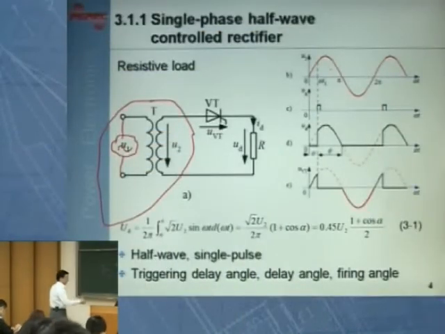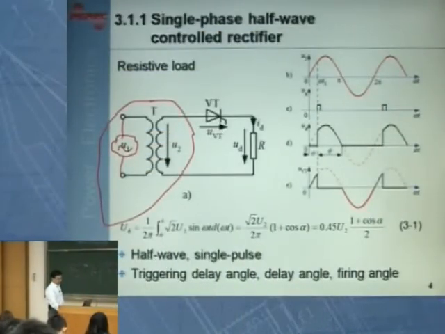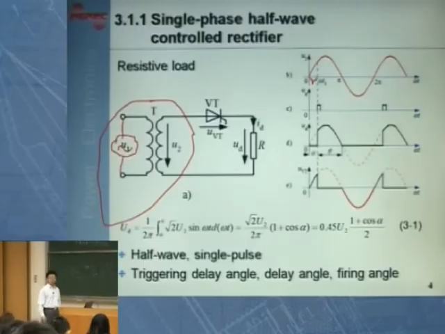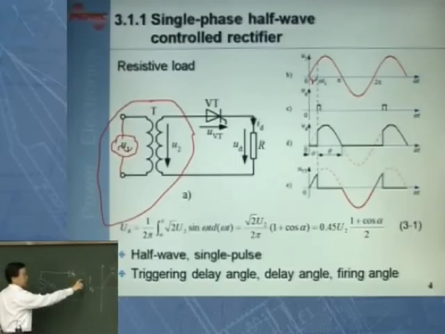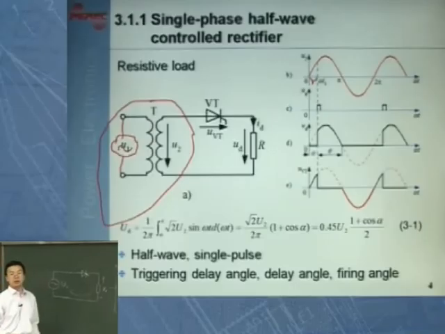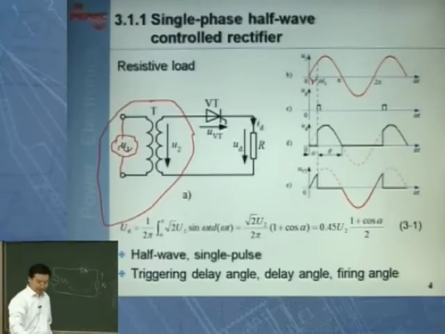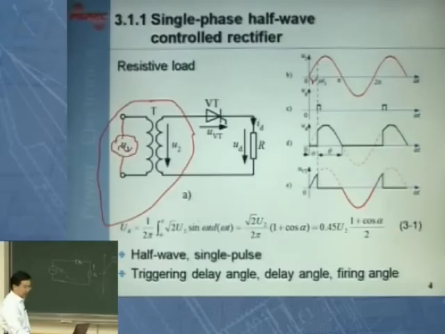Okay, so for example, for this period of time, let's say I do not inject gate current yet. Therefore, there is no current flowing into the gate of the thyristor. Therefore, the thyristor is not turned on. Therefore, this is still an open circuit. This is not conducting. Therefore, the load voltage is still 0. No current flowing through.